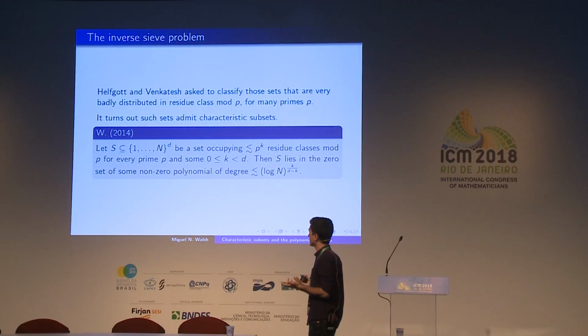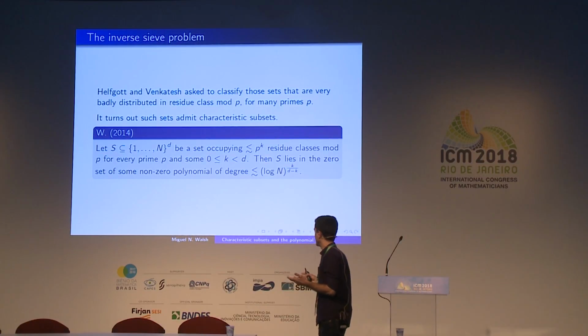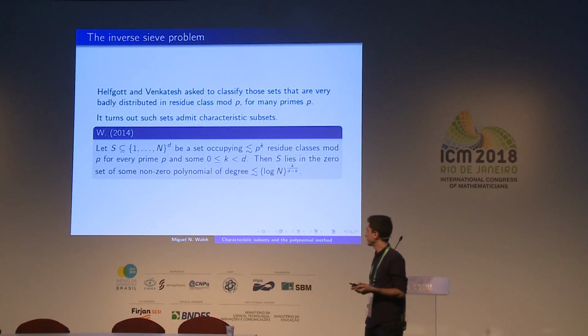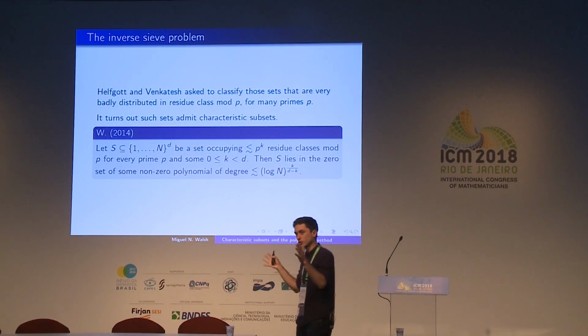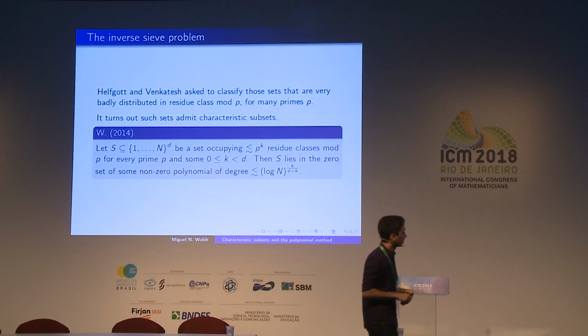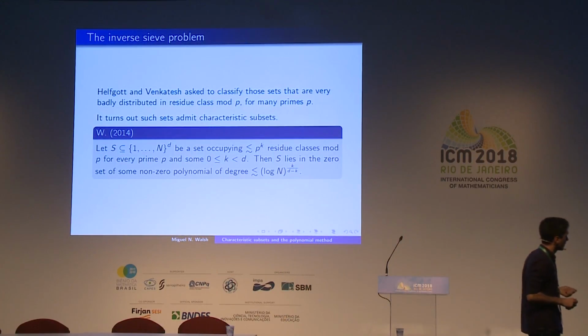The main important thing is that such sets have characteristic subsets, and for example, that implies that if you have a set in N to the d, so integers in d dimensions, that occupies p to the k residue classes mod p for every prime p, so there are p to the d possible classes, and your set occupies less than that, p to the k, then S lies in the zero set of some non-zero polynomial of degree at most a constant times log n to the power k over d minus k, which is essentially optimal. You cannot get anything better than the power of log n.